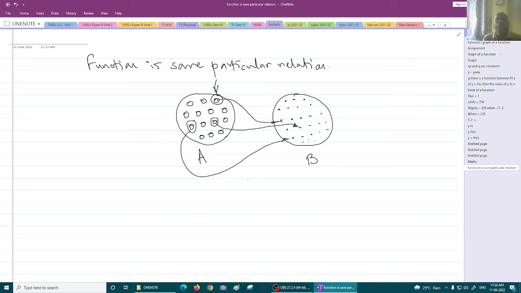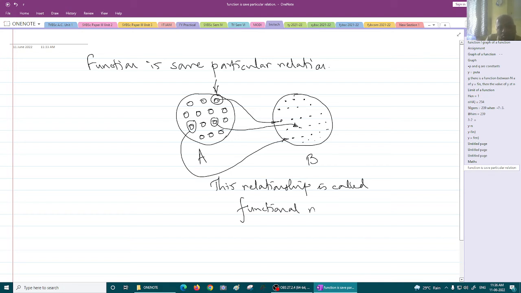ये जो रिलेशनशिप आपके सामने दिख रही है, such a relationship is called a functional relationship. So this relation or relationship is called a functional relationship. And in that case we can say that there is a function from A to B.